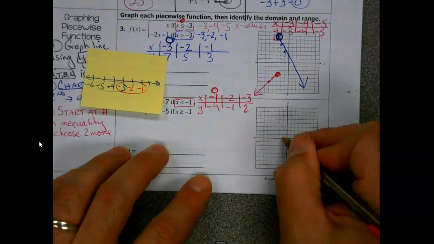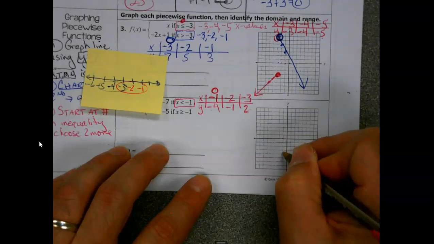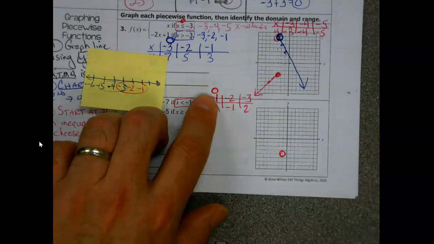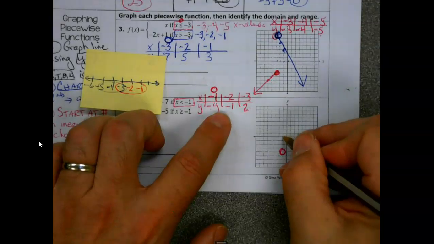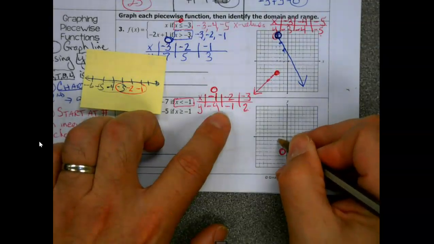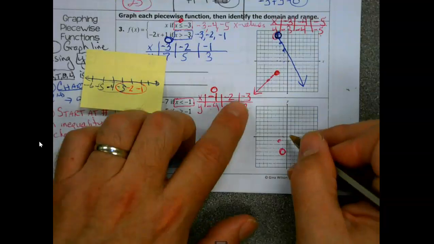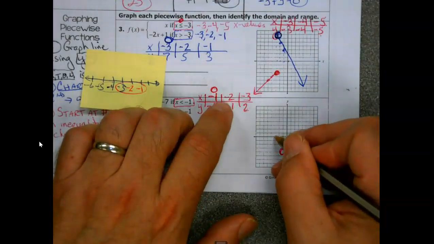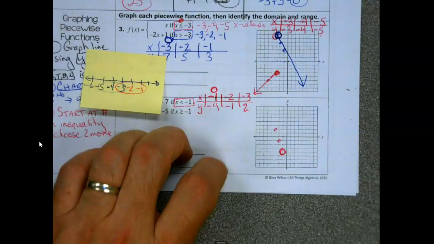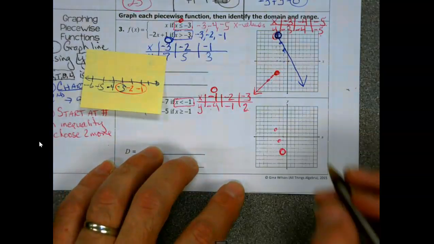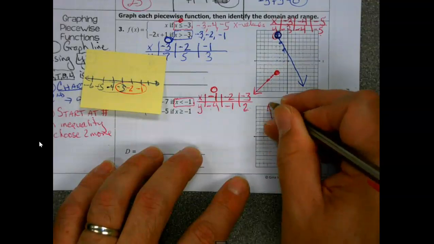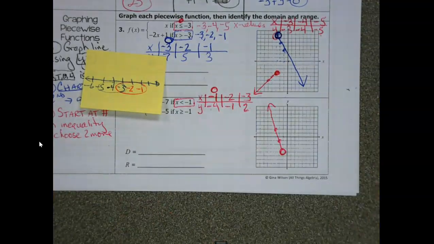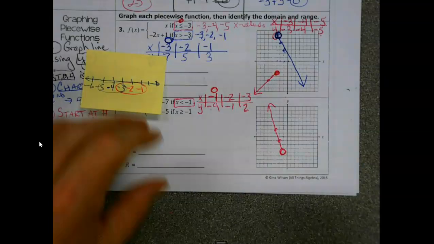So -1, 1, 2, 3, 4. That's my first dot. That's my big open one. -2, -1. That's just a little dot. -3, +2. That's just a little dot. And we always connect from the big dot, whether it's open or closed, to the little ones. Always big to little.